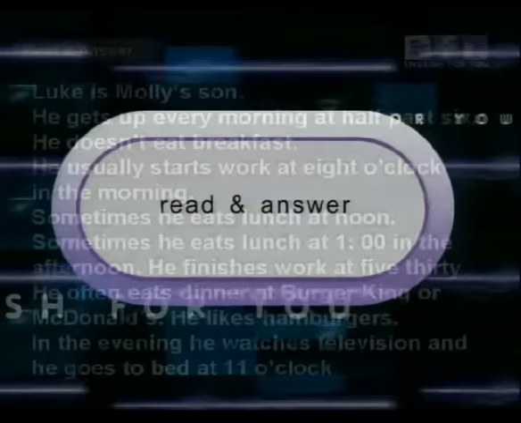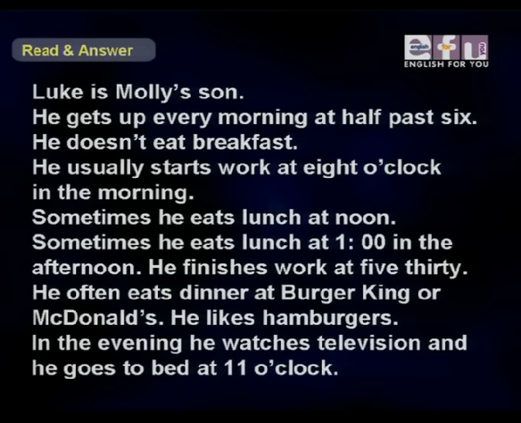Luke is Molly's son. He gets up every morning at 6:30. He doesn't eat breakfast. He usually starts work at 8:00 in the morning. Sometimes he eats lunch at noon. Sometimes he eats lunch at 1:00 in the afternoon. He finishes work at 5:30. He often eats dinner at Burger King or McDonald's. He likes hamburgers. In the evening, he watches television and he goes to bed at 11:00.